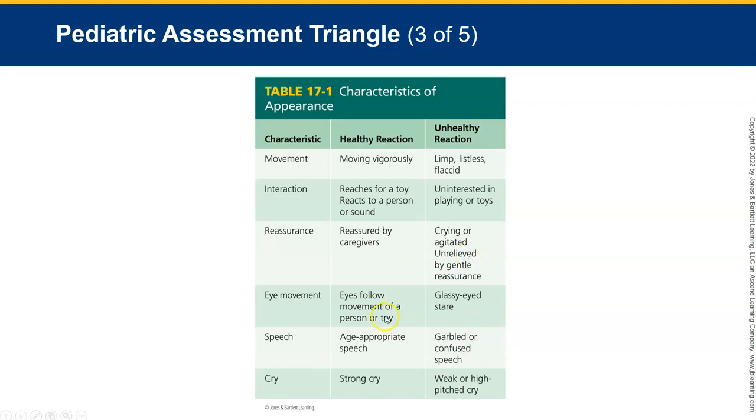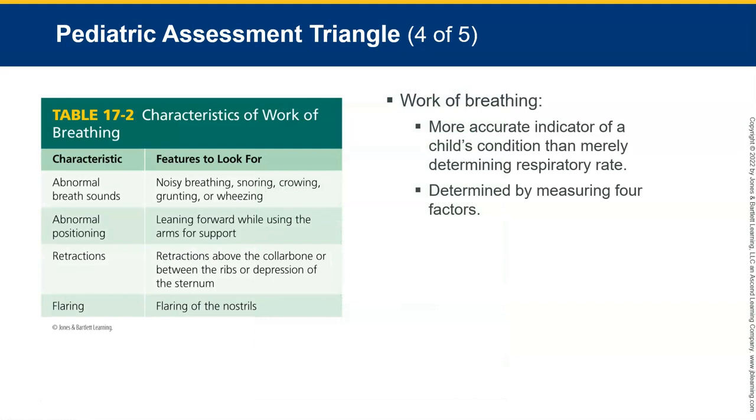Eye movement: they follow the person or a toy, versus a glassy-eyed stare. That's a big one. When you see a kid that maybe has meningitis or some kind of weird infection, they just have this kind of glassy-eyed stare that's just not paying attention to people. Within speech, age appropriate. That's a big part, is it age appropriate, or is it just confused? And then a strong cry versus a weak or high-pitched cry. So those are what we're expecting, those characteristics of appearance.